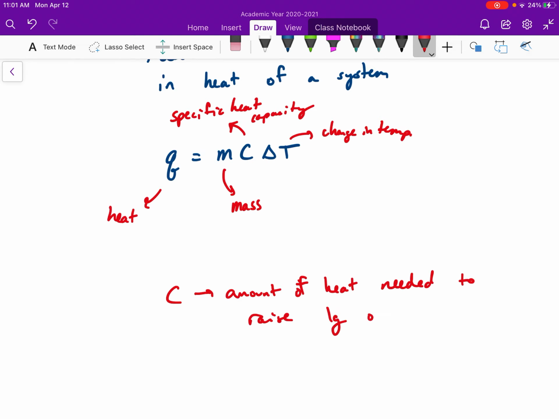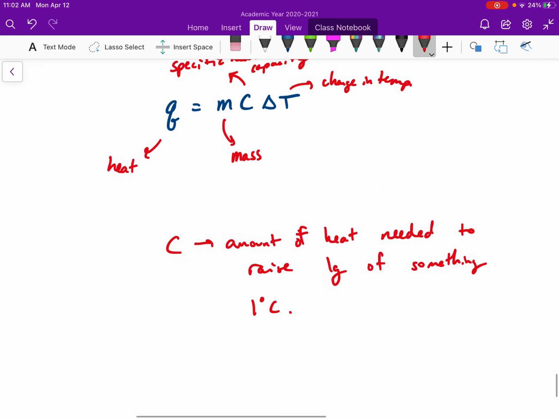to raise 1 gram of something 1 degree Celsius. You may have heard this definition before because it's actually the definition of a calorie, right? The calorie is based on water, and it's the amount of energy needed to raise water 1 degree, okay? That's kind of where the unit calorie was derived from. So this is the amount of heat needed to raise 1 gram of something 1 degree Celsius, okay?